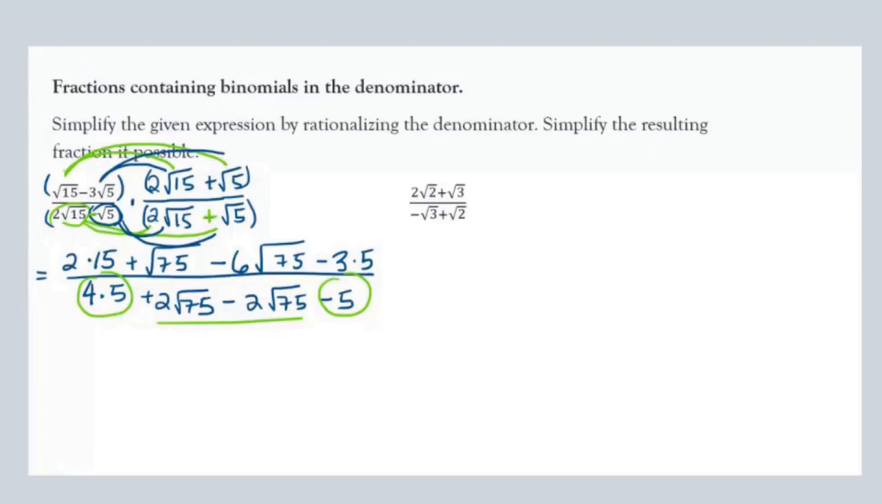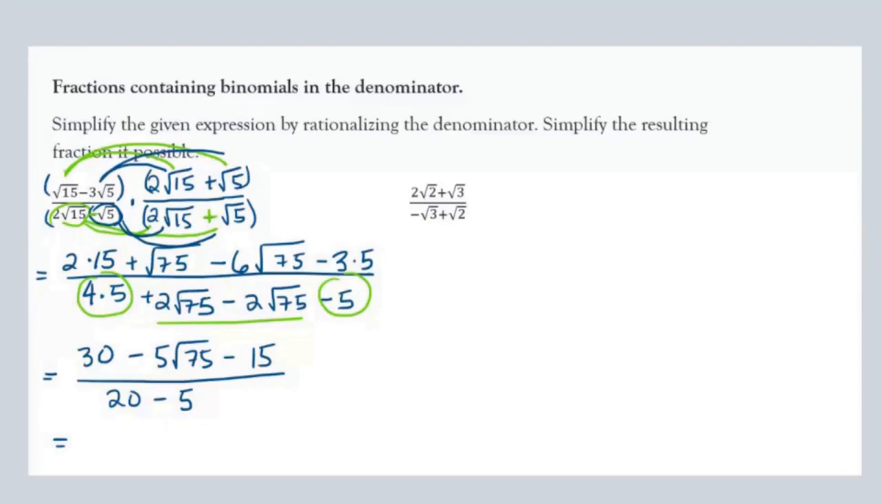Now all we need to do is simplify numerator and denominator. So in the numerator, 2 times 15 is 30. Positive root 75 minus 6 root 75 is minus 5 root 75. And minus 3 times 5 is negative 15. You can see that we can tidy that up a little bit further before we're done with it. In the denominator, 4 times 5 is 20. The middle two terms cancel, and we're left with 20 minus 5.